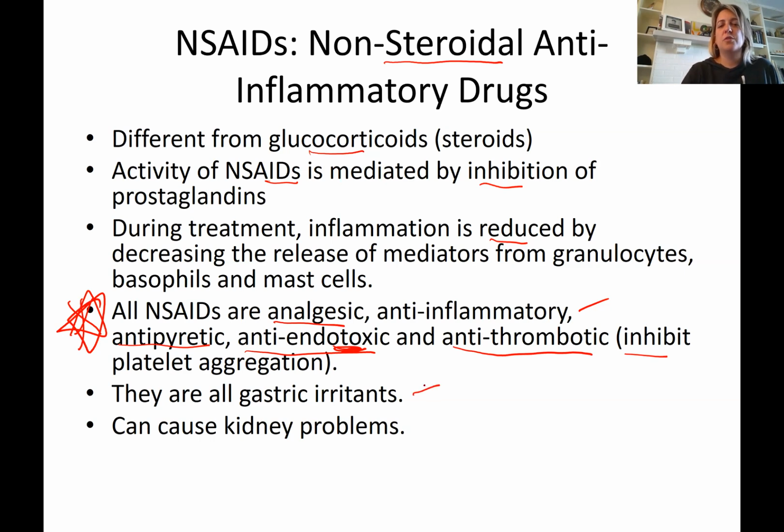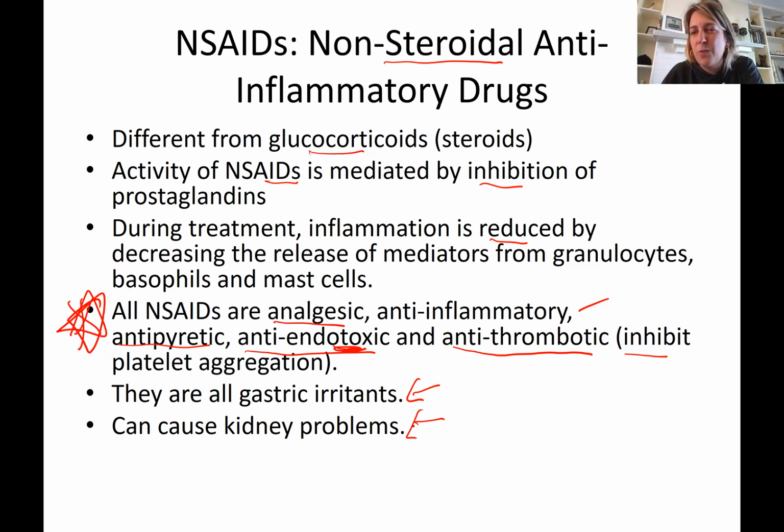It is also important to know that they are all gastric irritants. The reason for that is that one of the prostaglandins is responsible for the formation, release, and secretion of mucus inside the stomach. Once we block the prostaglandins, we're blocking every prostaglandin, so the mucus is not going to be formed in the stomach. The acid is going to be in straight contact with the stomach wall, and it's going to possibly lead to the formation of gastric ulcers. So they're all gastric irritants, and they all can cause kidney problems.